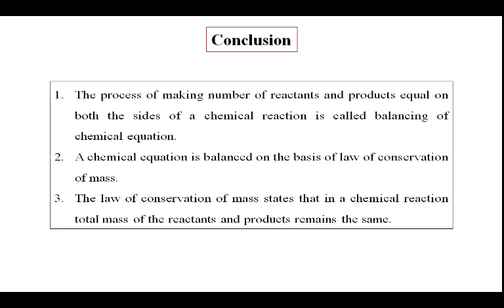So, to conclude, the process of making the number of atoms of reactants and products equal on both sides of a chemical reaction is called balancing of chemical equation. A chemical equation is balanced on the basis of the law of conservation of mass. The law of conservation of mass states that in a chemical reaction, the total mass of reactants and products remain the same.